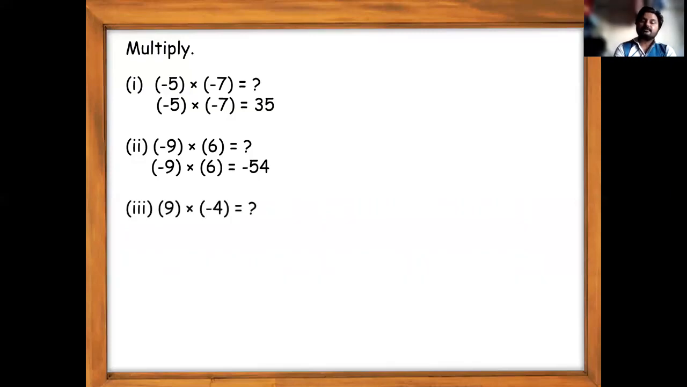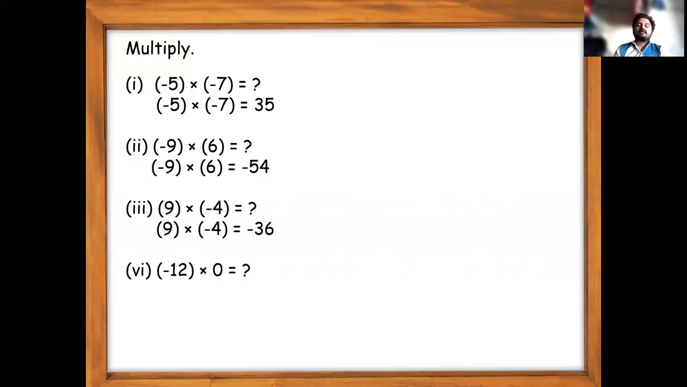9 into minus 4. Yes, who said that? Minus 30 is absolutely correct. Minus 36, sorry. Now students, tell me what would be the answer of minus 12 multiplied by 0? Yes, excellent. Any number multiplied by 0 is 0.